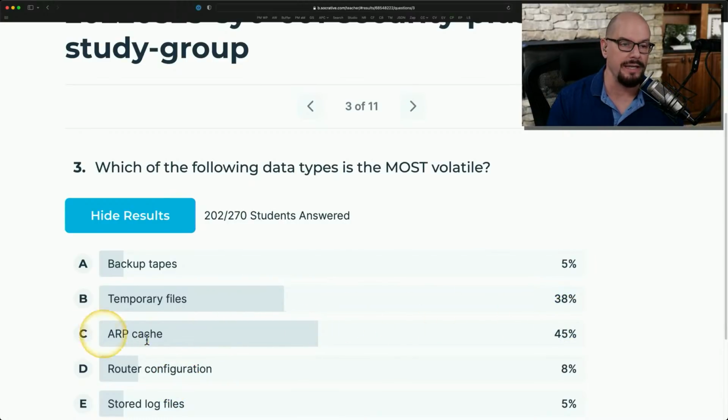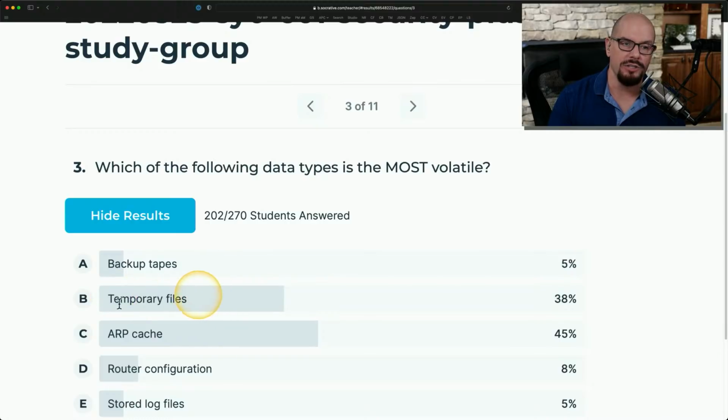45% of you chose C, ARP cache. That is the temporary cache of ARP information that is stored on your computer. It is usually only there for a matter of minutes, and then it times out and disappears completely. And if you had to communicate to that device again, you would have to re-ARP and get the ARP again. It would go back into the ARP cache, but it's only here for a certain amount of time, and then it's gone. Only a matter of minutes. So an ARP cache does not stick around very long.